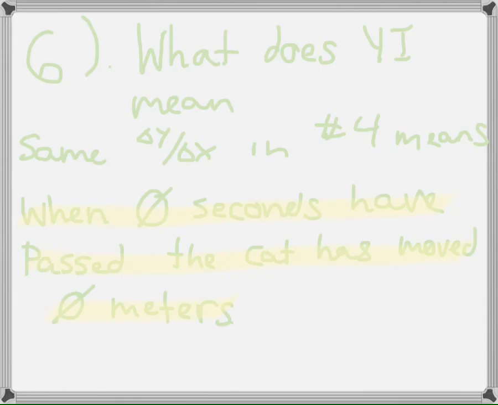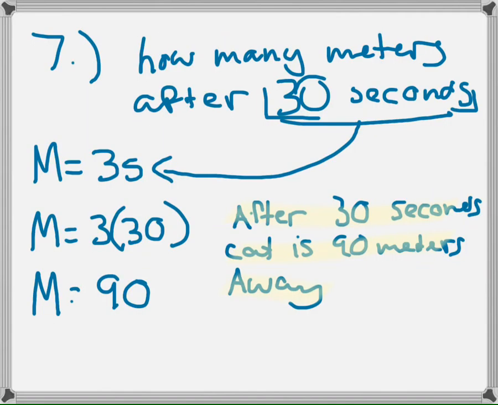Six asks, what does the y-intercept mean in terms of the distance to the cat's bowl? So, remembering that the y-intercept is the change in y over the change in x, as we did in number 4, means that when 0 seconds have passed, the cat has moved 0 meters, because the y-intercept is at (0, 0), where m is the number of meters, and s is the number of seconds.